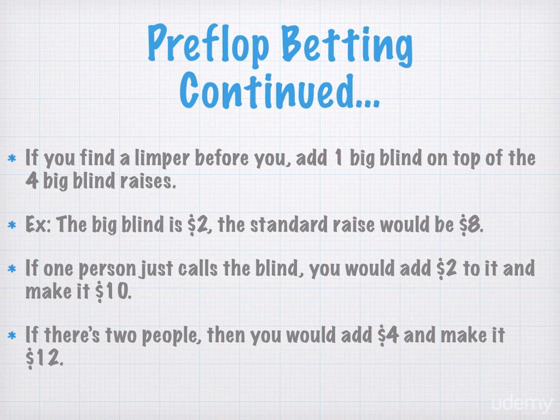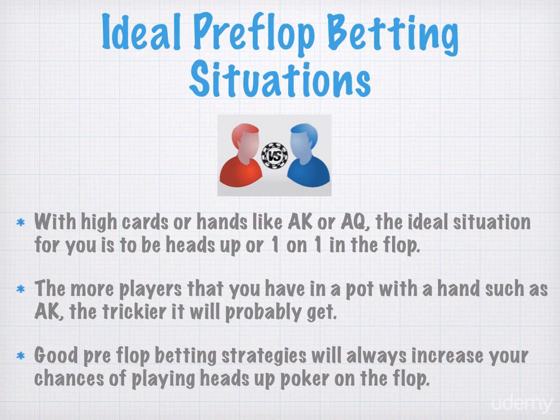The ideal pre-flop betting situation. With higher cards or hands such as ace-king or ace-queen, the ideal situation is for you to be heads up, or same thing as one-on-one on the flop. Anytime you have a good hand and you raise, you don't want to be in a pot with 4 or 5 or 6 other people because your odds of winning obviously decrease. But if you're one-on-one with one other player, it's a great situation for you to be in. The more players that you have in a pot with a hand such as ace-king, the trickier it's probably going to get.